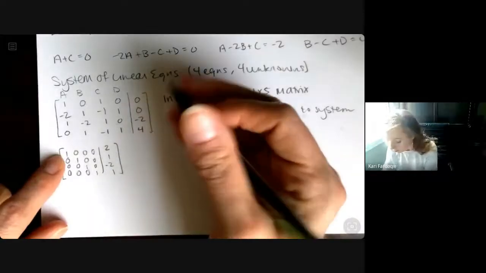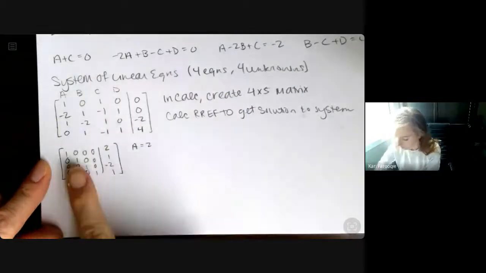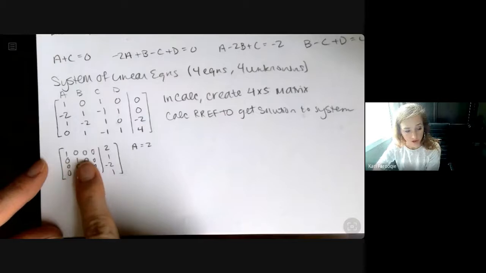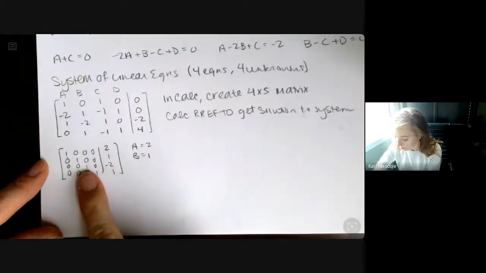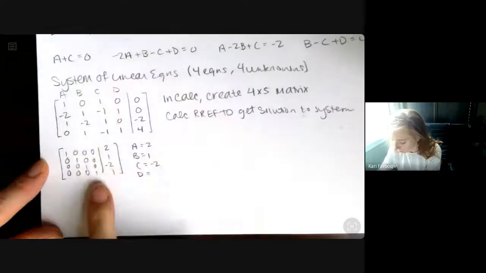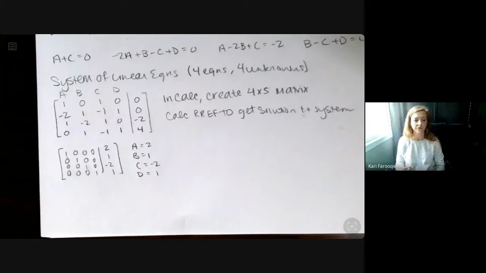So what this really means is 1A equals 2. Next row: 0A plus 1B plus 0C plus 0D equals 1. So that just means that B equals 1. 1C equals -2. And 1D equals 1. That's what your result means.